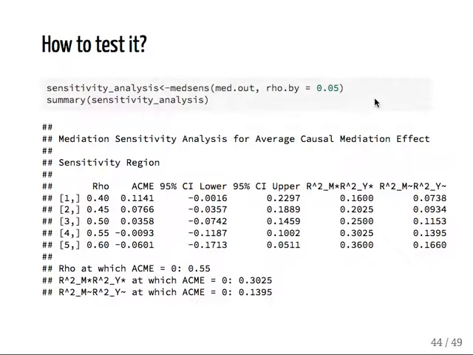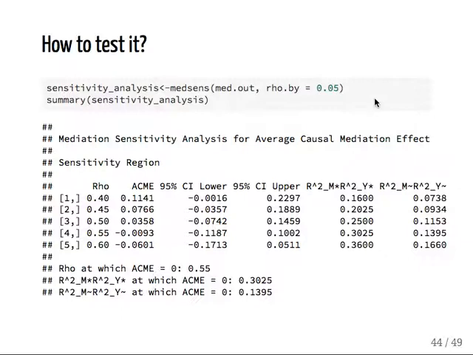Yeah. So we can do this as follows. We can say sensitivity analysis medsense, and then for a med.out object, and we can tell it to increase by 0.05. And so this is then saying what the sensitivity region is, and this is basically trying to estimate where our effect would fall away. So how strong this correlation has to be, rho, in order for us to no longer find this mediation effect.